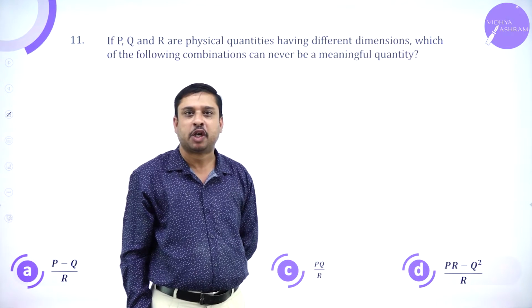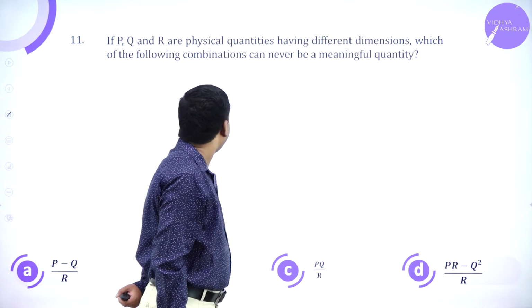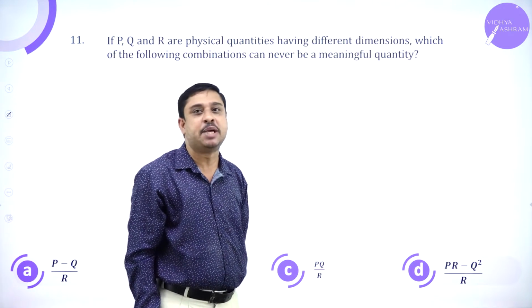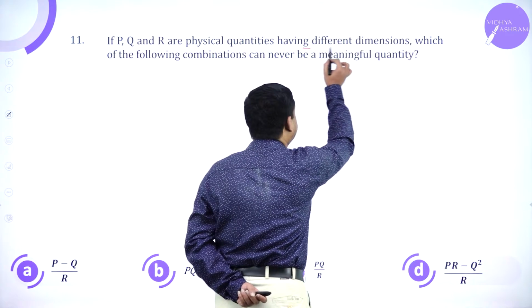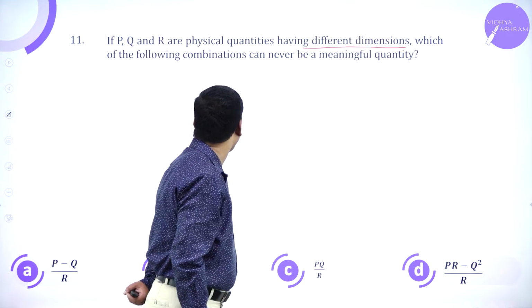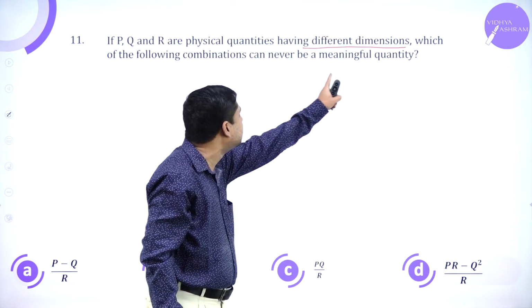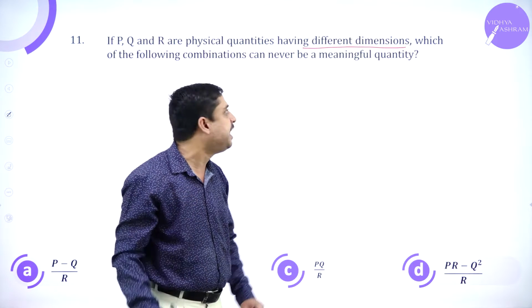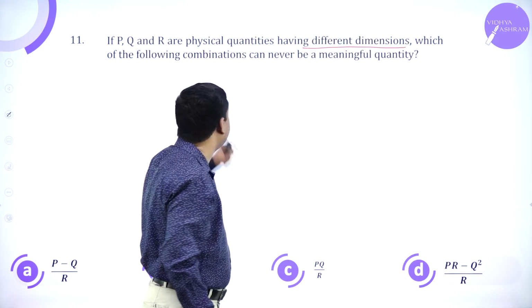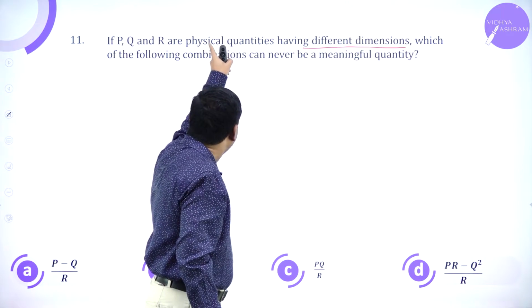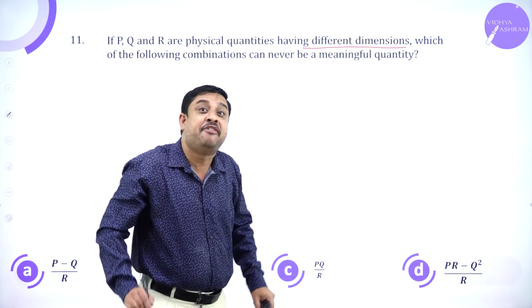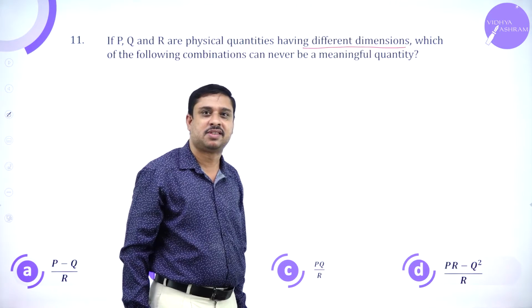If P, Q and R are physical quantities having different dimensions, very clearly it says different dimensions, which of the following combinations can never be a meaningful quantity? P, Q and R are physical quantities which have different dimensions.